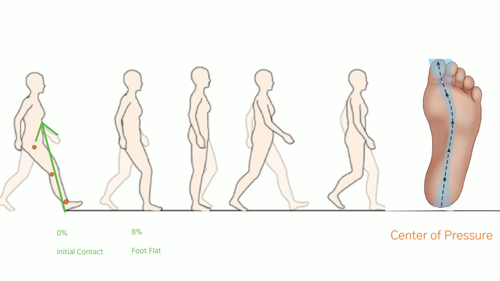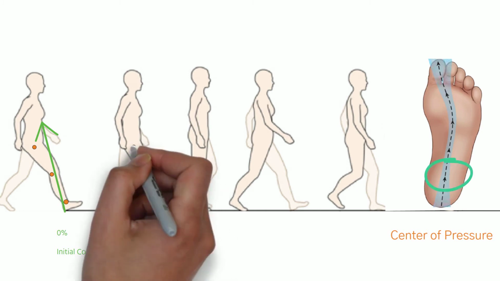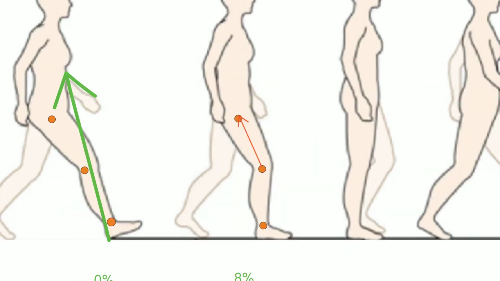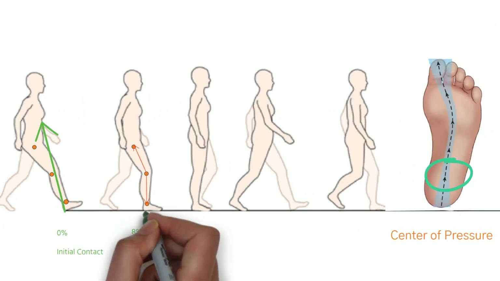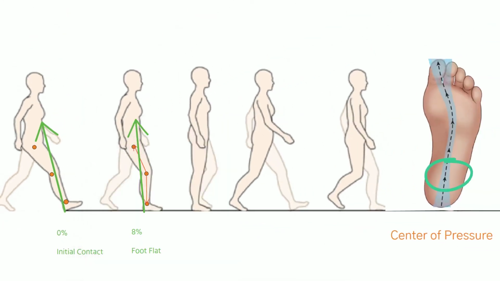At foot flat, the biggest change in range of motion is at the knee joint because it goes into flexion. Thus, the ground reaction force is posterior to the ankle and anterior to the hip, but posterior to the knee joint.